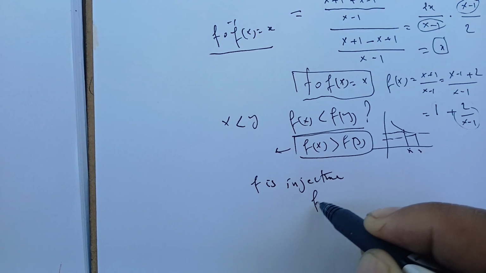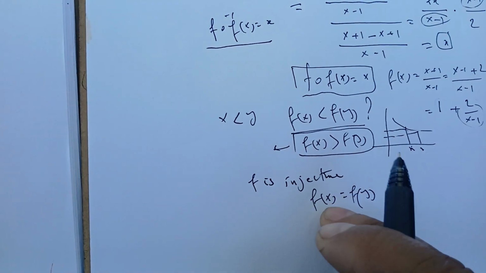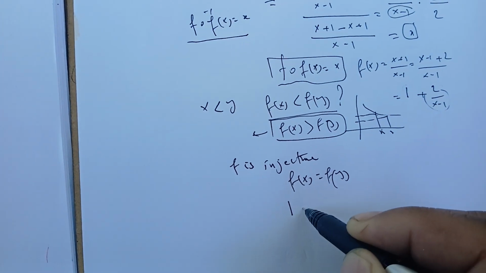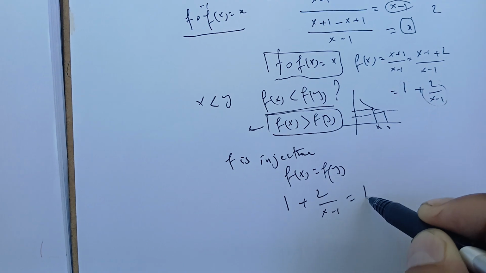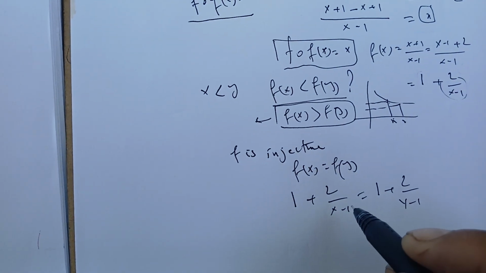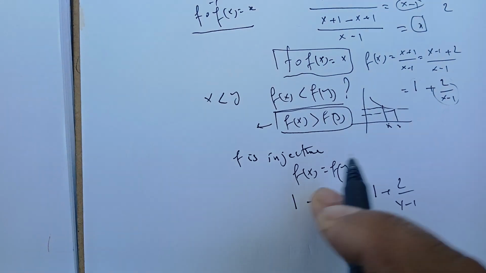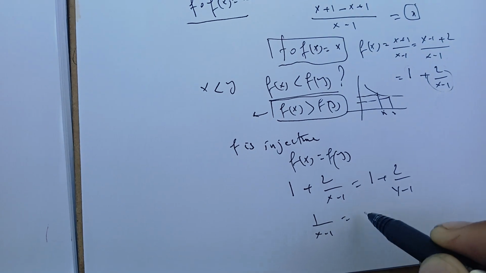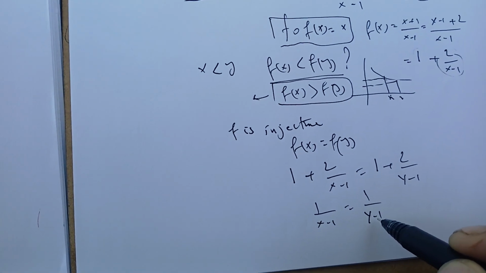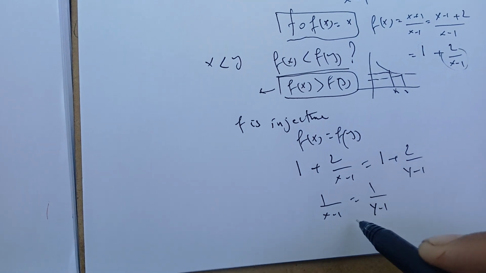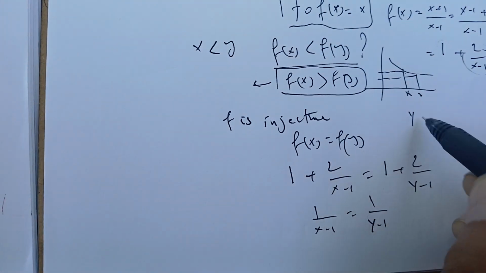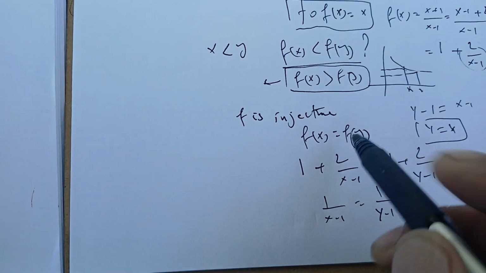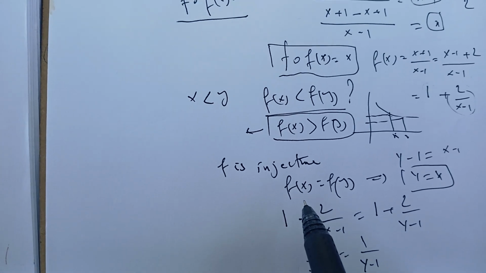Okay, so let's do this. So f of x is f of y. We need to prove that x is equal to y. So using this expression, this means that 1 plus 2 over x minus 1 is equal to 1 plus 2 over y minus 1. So here, subtracting 1 from both sides and dividing by 2, we get 1 over x minus 1 is equal to 1 over y minus 1. Okay, so multiplying, we get y minus 1 is equal to x minus 1. That means y is equal to x. This means that f is injective.